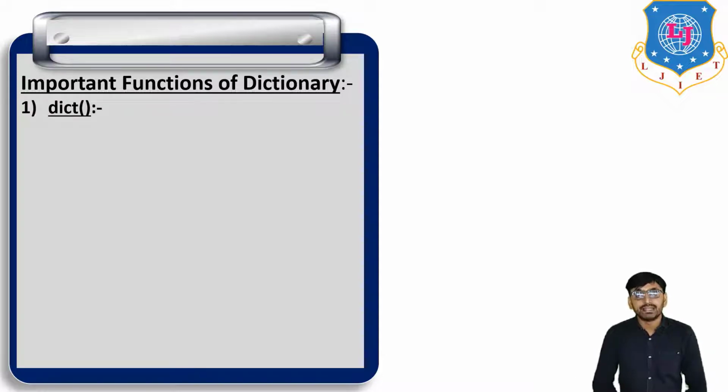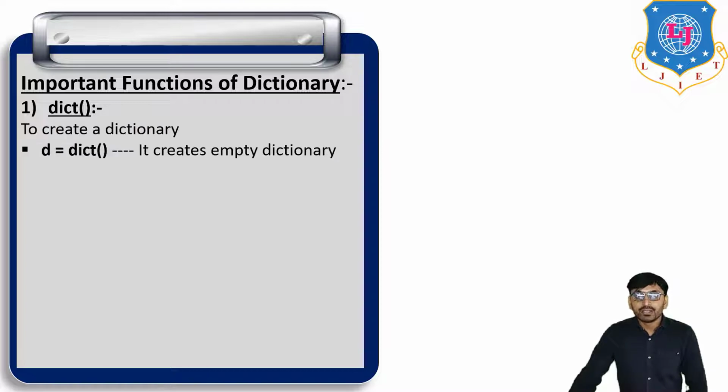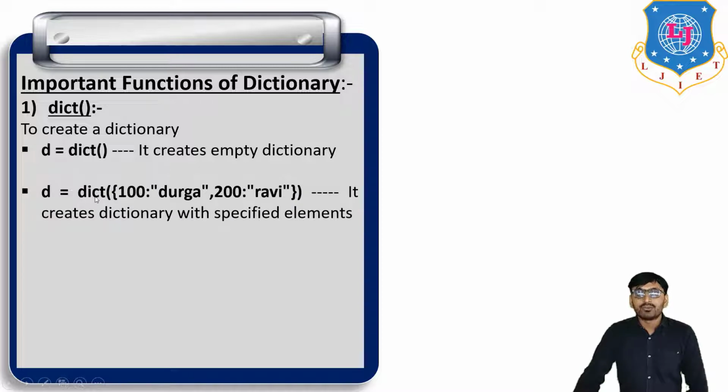First one, dict. It is used to produce a dictionary. Now in this first one, D is equal to dict and parenthesis, it creates an empty dictionary. It means this dictionary does not contain any element. Then D is equal to dict, and inside this 100 Durga, 200 Ravi. So these two are key value pairs. So it creates a dictionary with specified elements.